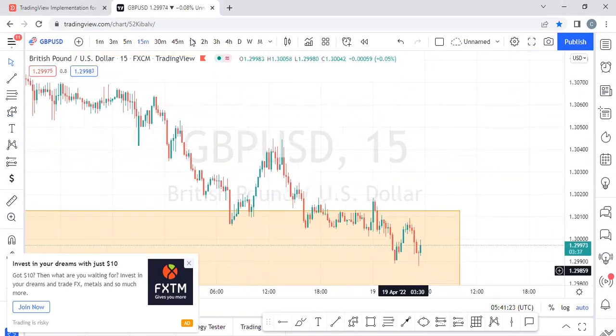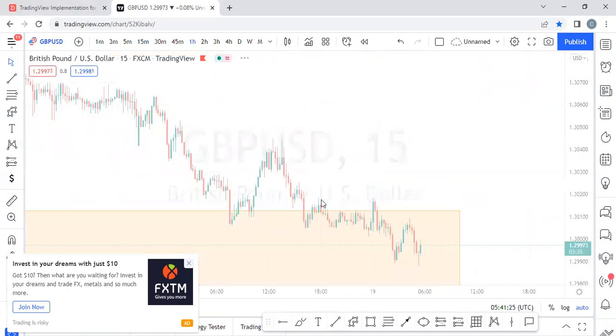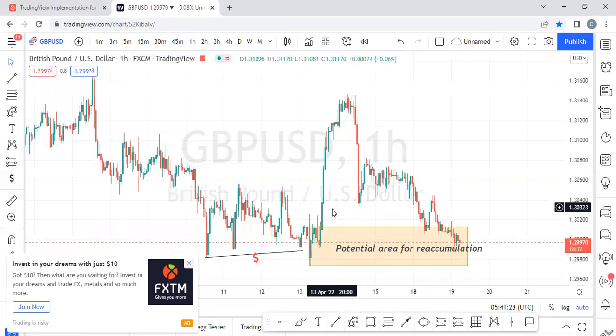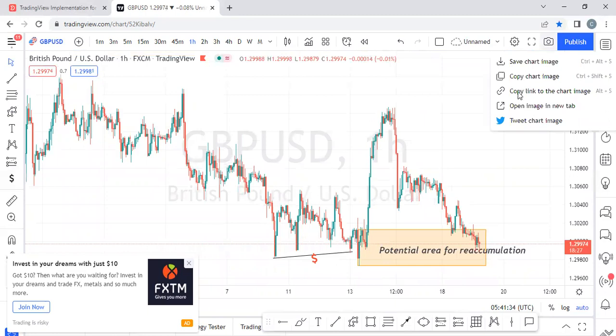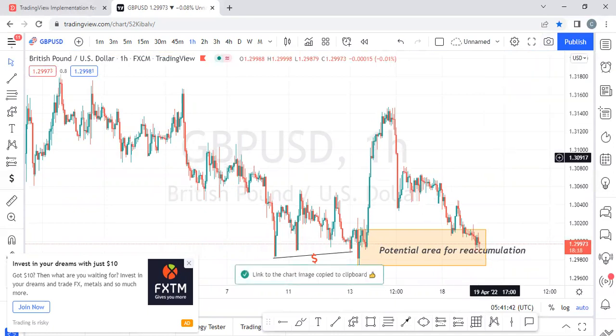I've already marked this out. So price is there. We look for buy opportunities and take price higher, right? That's if the area holds. So let's just look out for this. The market can give us a lower time frame reaccumulation of that zone, then we can take price higher, right?